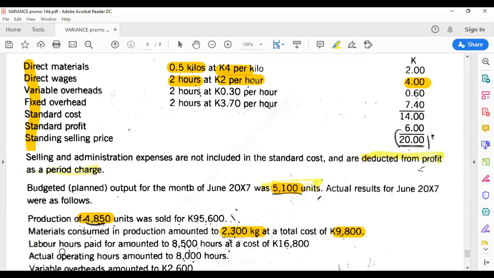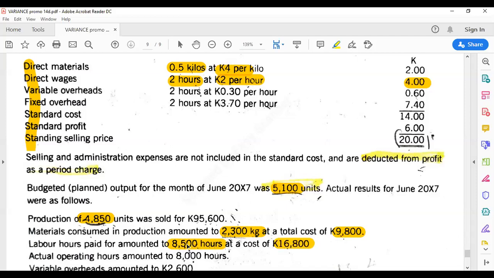See, labor hours paid for amounted to how many? 8,000 hours. But how much did it cost them on this 8,000 hours? 16,800. So what do we do?